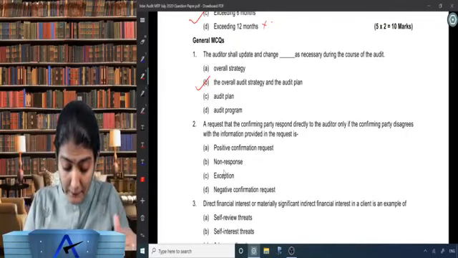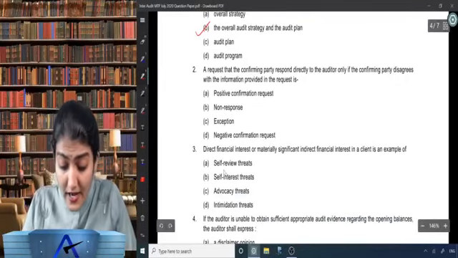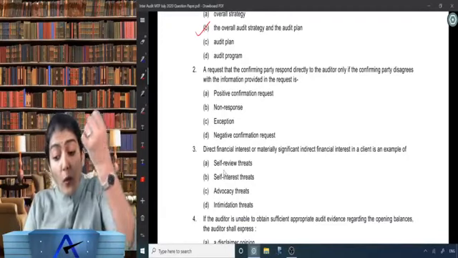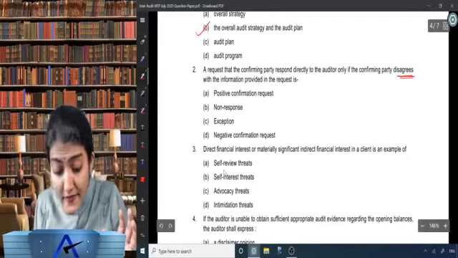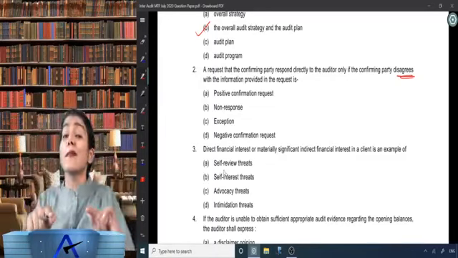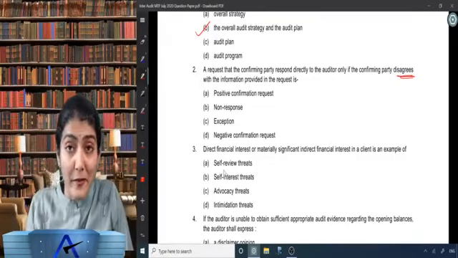Okay. A request that the confirming party respond directly to the auditor only if the confirming party disagrees with the information provided in the request. So if it agrees or disagrees, in both cases it needs to reply. That is a positive confirmation request.